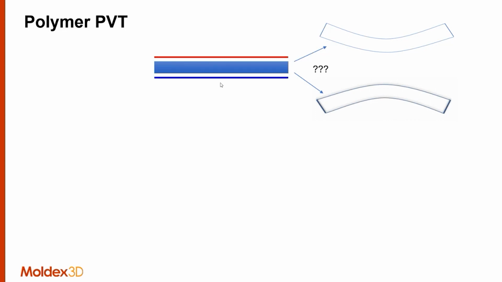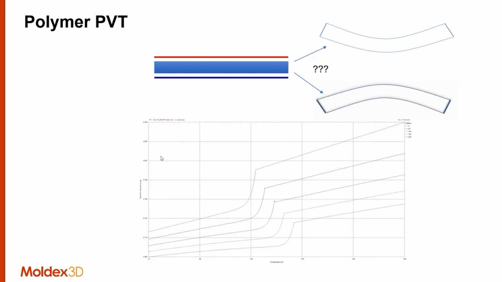So just kind of intuitively, which way do you think this part is going to warp? Is it going to warp upwards like a smiley face or downwards like a frowny face? You don't have to answer that. It's more of a rhetorical question, but just kind of have that in your head as I start to explain this PVT effect.